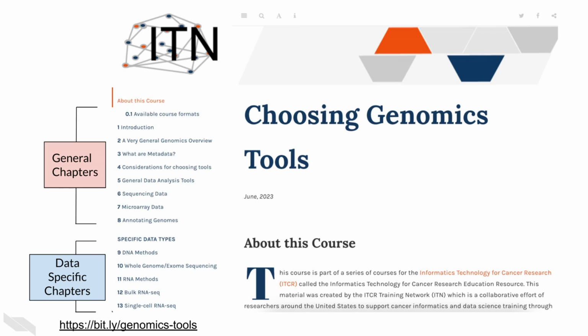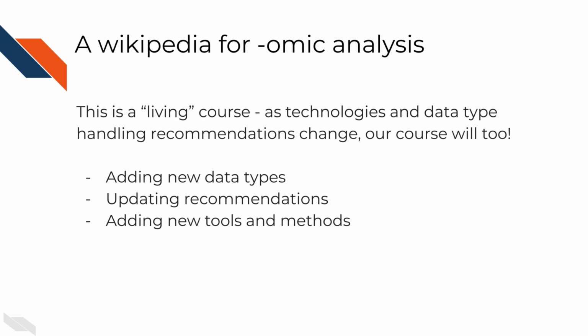Here is our Choosing Genomics Tools course. Its goals are to help users identify what genomics tools and resources best meet their data type-specific analysis needs. It is organized to include chapters about fundamental concepts followed by chapters with advice for specific data types. This is a living course like a Wikipedia for genomic data analysis. As technologies and data type handling recommendations change, our course will too. Adding new data types, updating recommendations, adding new tools and methods.